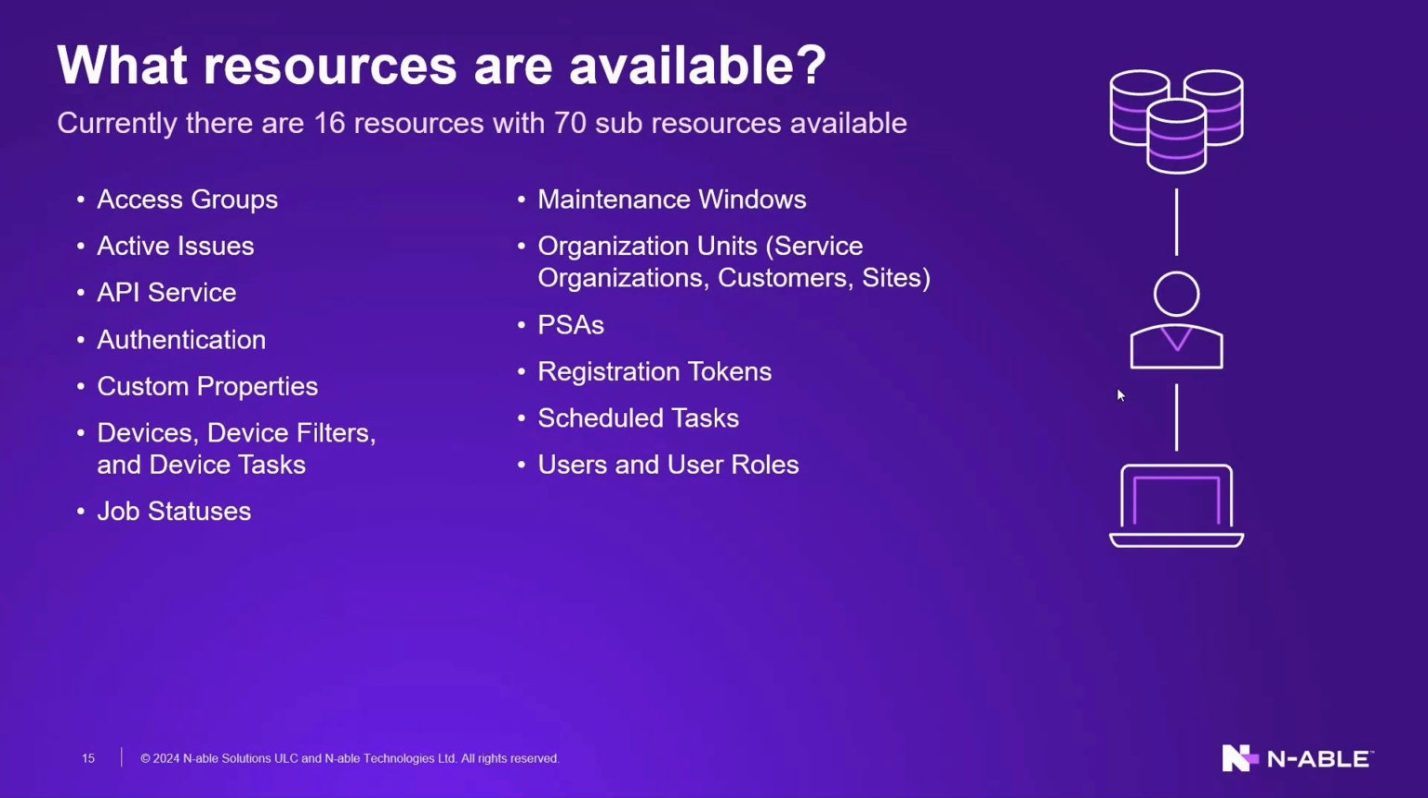We have our devices, device filters, and device tasks. We can get lists of our devices by user accounts. We can trigger actions against these devices as well. This is used very usefully when integrating with third-party ticketing solutions or PSA solutions, for example. It allows you to trigger automation from your PSA solution within your N-central environment as well. The org units is where we get a breakdown of our customers, sites, and service organizations.